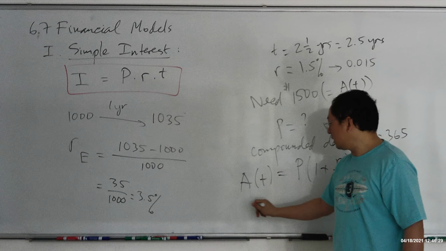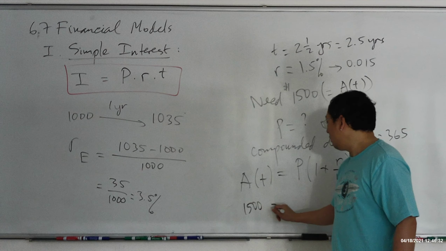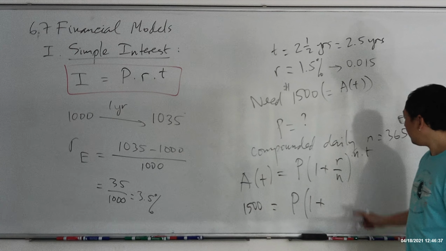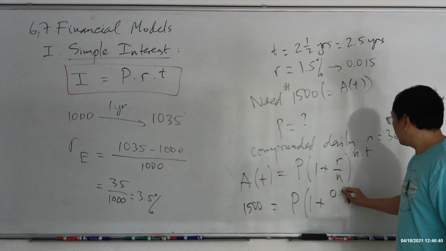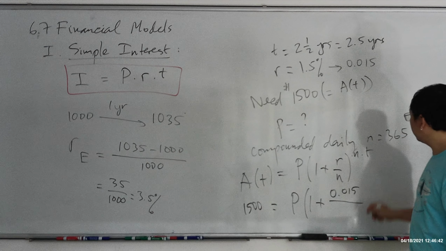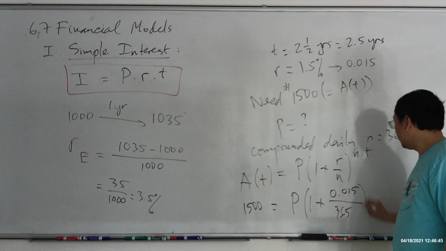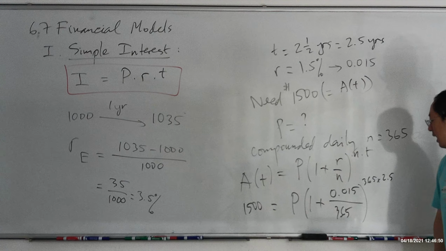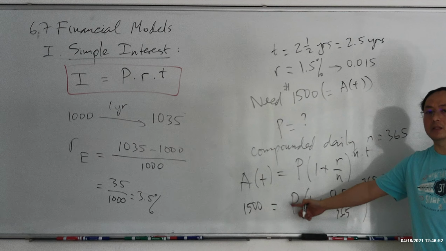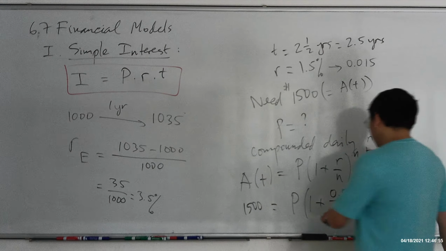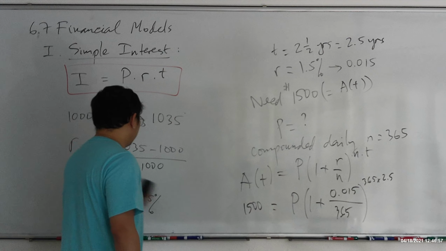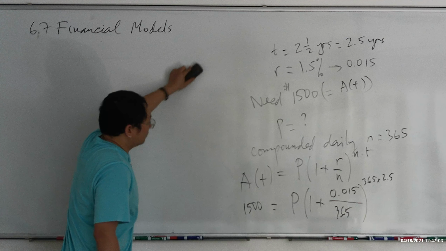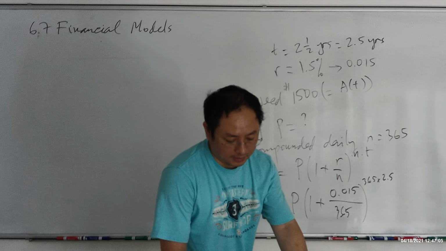After 2.5 years, you get $1,500. What you don't know right now is P. R is 0.015, and since it's compounded daily, N is 365, raised to the power of 365 times 2.5. So I have all the numbers except for P, so I can calculate P. Just plug into your calculator and calculate P. That's one type of problem.